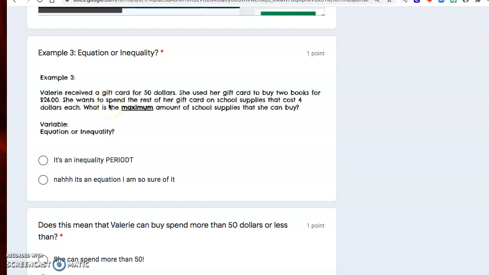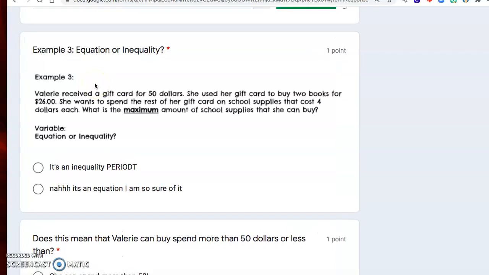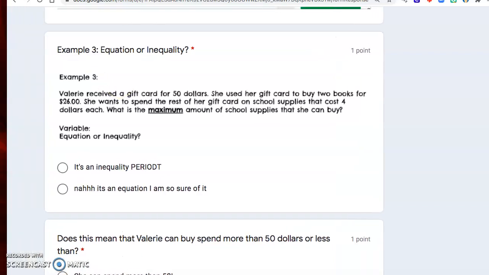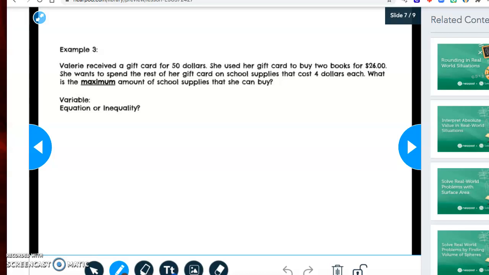Alright, so I'm just going to quickly help kickstart example 3 for you if you need it. So I'm going to go ahead and move on to the Nearpod. It says Valerie received a gift card for $50. She used her gift card to buy 2 books for $26.